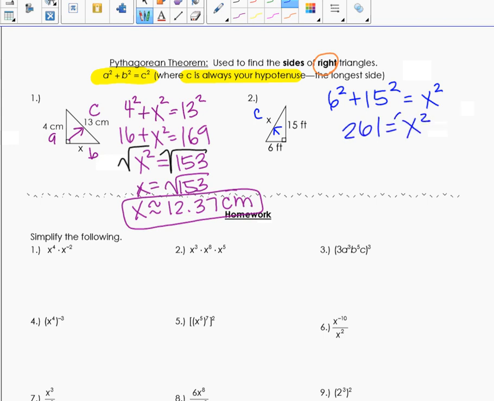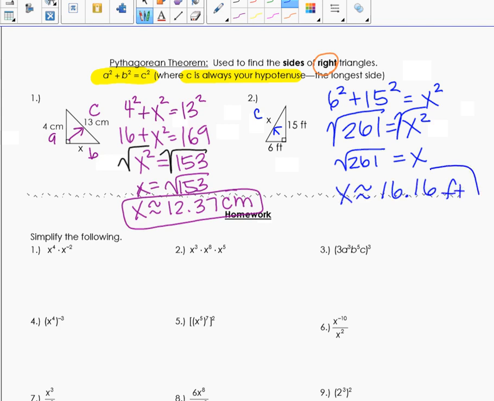Again, in order to undo that square, you take the square root. So you end up with the square root of 261. So if you're going to write it with an equal sign, you're going to write the square root of 261 equals x. That doesn't mean much to people, right? It's going to make more sense when it's an actual number. So that ends up being x is approximately 16.16, and that's feet. You guys get your labels in there and make sure that you have the approximate symbol.